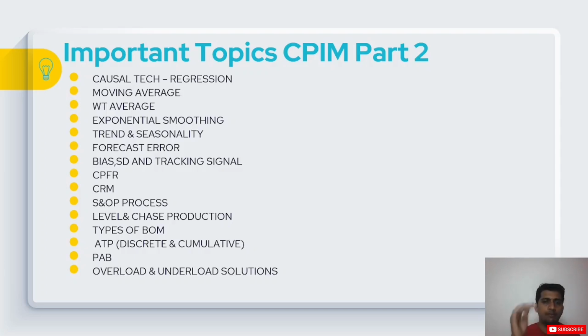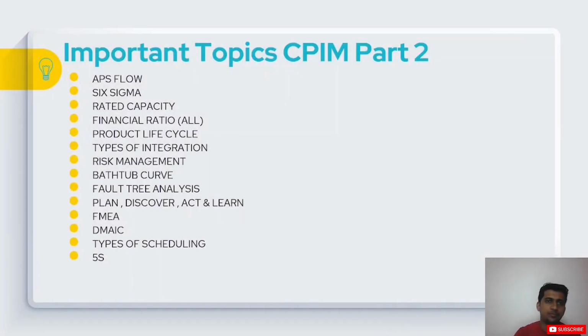Types of BOMs. So there are different types of BOM. ATP, PAB, overload and underload solution. So I'll repeat this again. You'll be finding certain short forms which you may not understand right now, but once you go through the syllabus, you'll be easily able to catch them. Overload, underload solution: when the manufacturing system has a lot of customer orders, how to handle it. A lot of underloading, there are not enough orders, the machines are idle, how to handle those situations.